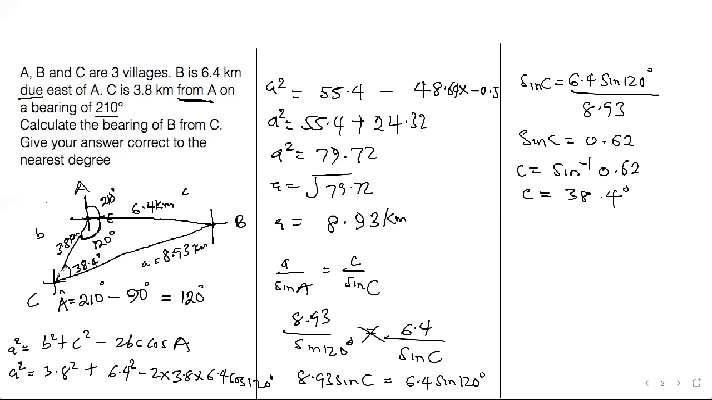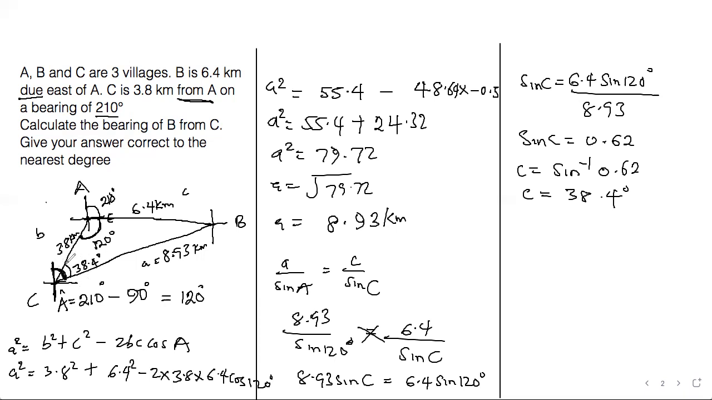So now I know this angle as 38.4. So I can easily calculate the bearing of B from C. When we want to calculate the bearing of B from C, I have to start from the north at point C and keep moving, clockwise, until I get to the line that connects B and C. This is the angle I'm looking for.